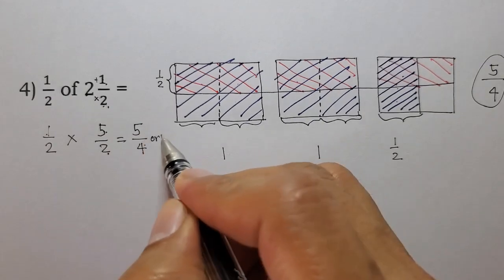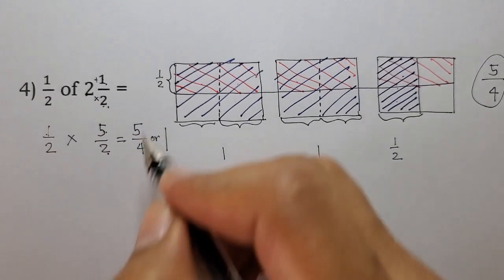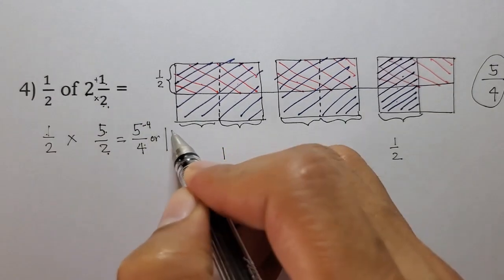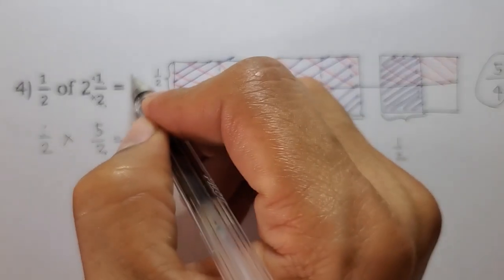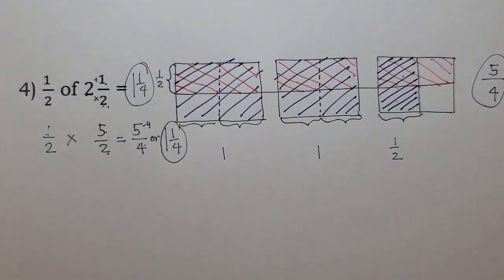How many 4 we can get from 5? That's equal to 1. And what will be left if we will subtract 4 from here? That's 1. Then copy the denominator 4. That's 1 and 1/4. Which then is 1 and 1/4 in this illustration.